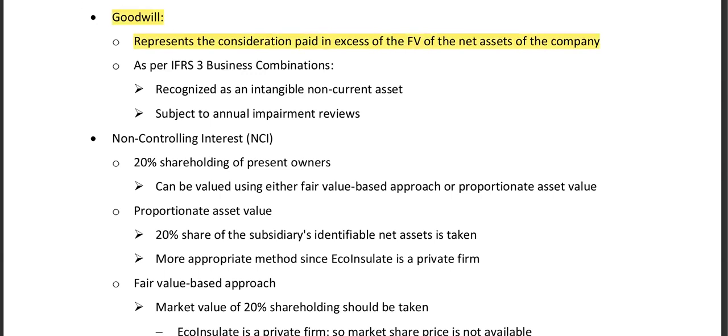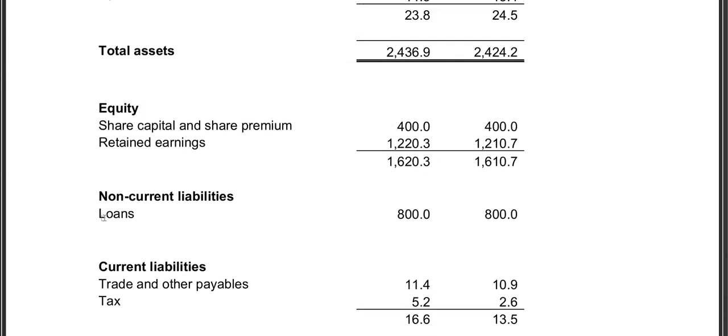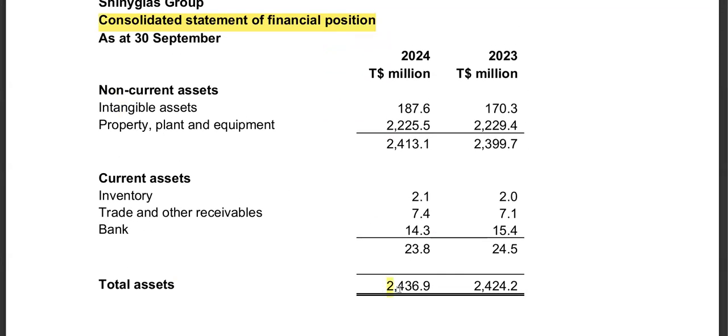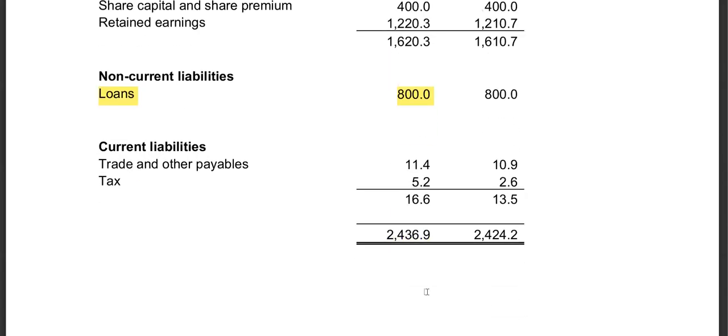Because as shareholders, as equity holders, what will belong to us is the net assets. That would be assets minus liabilities, because some of the assets are funded by external parties, liabilities. If you take Shinyglas's financial statements, you will see that there is an external funding in the form of loans. So this 800 million loan has contributed towards our total assets. So we can't take ownership of 100% of the assets. 80% is coming from a bank loan. And of course, there are other current liabilities that need to be settled.